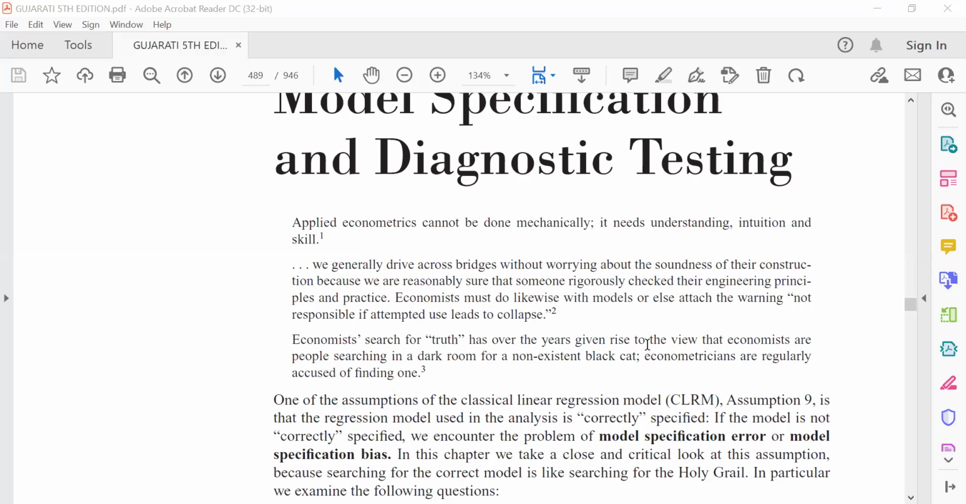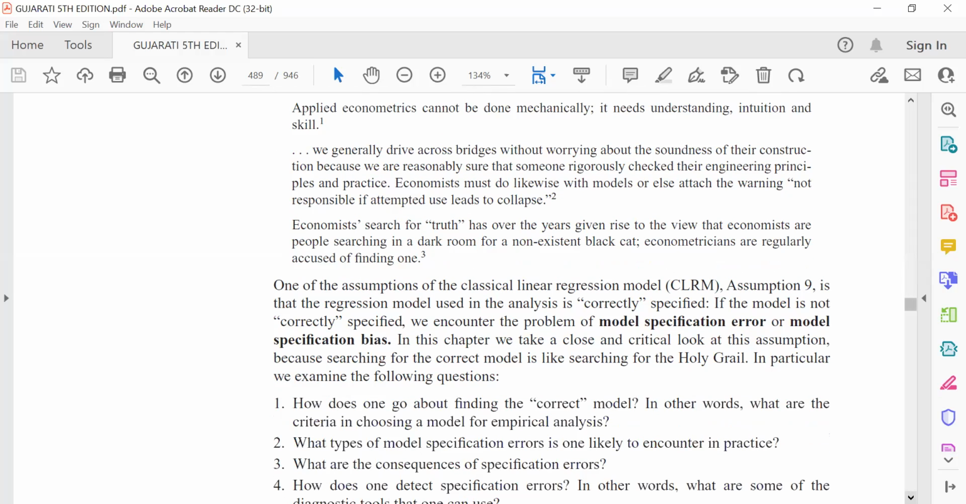It is normal in econometrics. We generally drive across bridges without worrying about the soundness of their construction, because we are rationally sure that someone usually checks their engineering principles. So this is about the model. One of the assumptions in the classical linear regression model is that our model is correctly specified. If our model is not correctly specified, we can make some corrections.